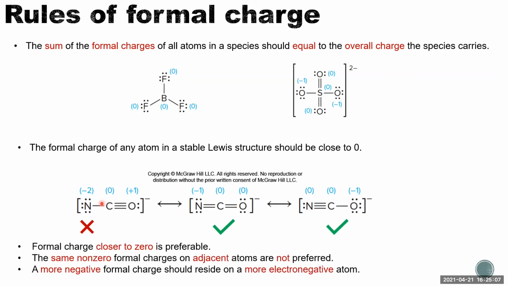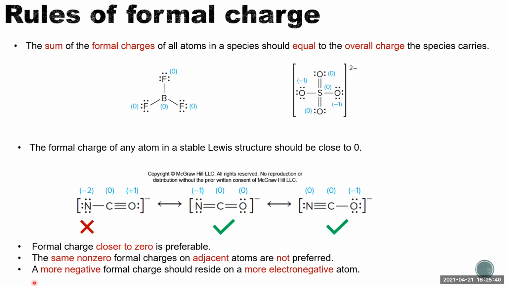Okay. A few other rules: a formal charge closer to 0 is preferred. It's basically the same thing as the second bullet point. And then, the same non-zero formal charges on adjacent atoms are not preferred. So say if we have carbon as +1 and oxygen as +1, the same formal charge on atoms next to each other is not preferred. When we say it's not preferred, in the general chemistry scope, we really mean it's wrong. You need to recheck the Lewis structure and see if there is any mistake.